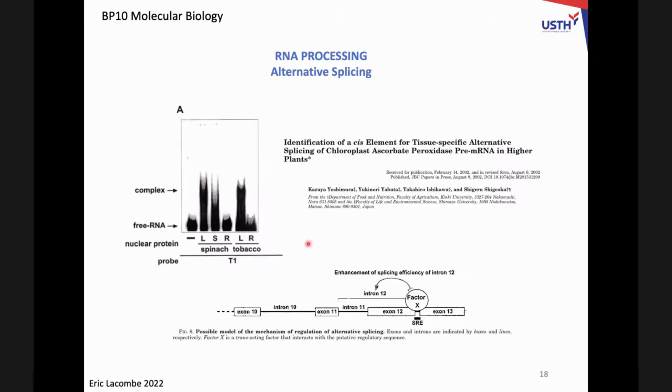Is it because the stem is between the leaf and the root, so it's like a transition from the hard tissue to the other tissue? No, nice try. No, it's not that. So it's not a tree, it's spinach, okay, or tobacco.